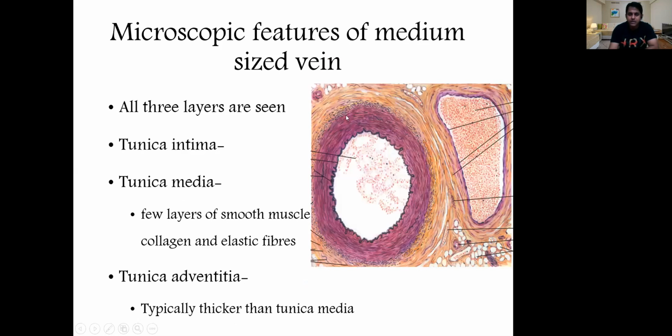The microscopic feature of a medium-sized vein is as follows. All three layers are seen. Now this is the artery and this is the vein. So this is a medium-sized artery, and this is a medium-sized vein. The medium-sized vein again has the tunica intima, the same feature as the large-sized vein. The tunica media has fewer smooth muscle cells and elastic fibers, and the tunica adventitia is typically thicker than the tunica media.